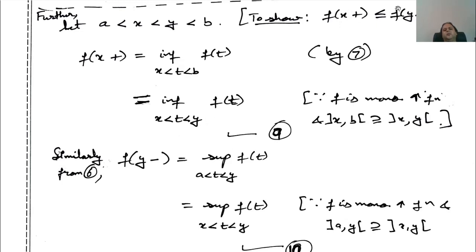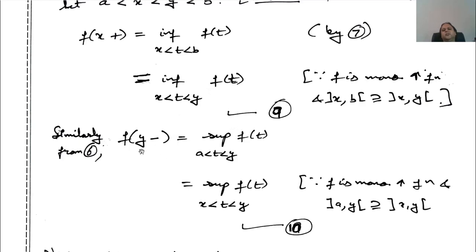Now let us do the similar thing with f of y negative, that means the left hand limit. As we have already proved, f of y negative is what? The supremum over the left interval. So the supremum of f of t over t belonging to the left interval a to y. We are stopping at y.